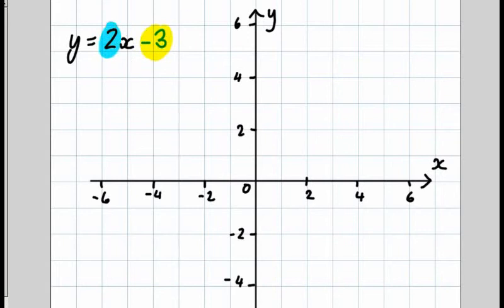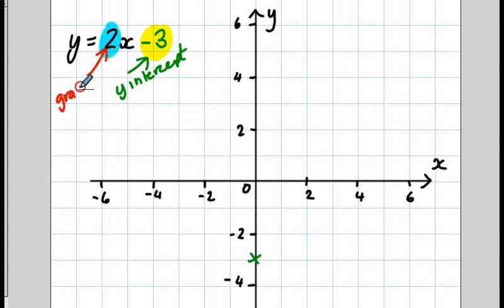The number that's added on or subtracted is called the y-intercept. What that means is whereabouts it crosses the y-axis. So the first thing we do in drawing this graph is go to minus 3 and put a cross.